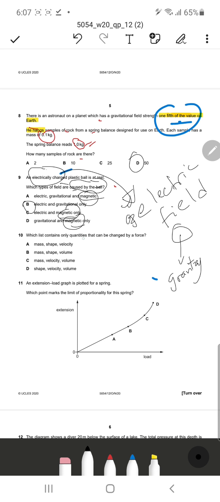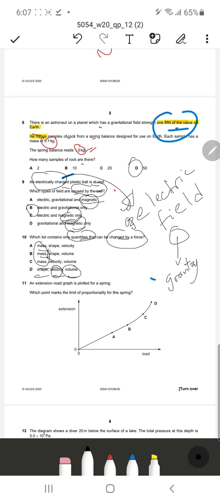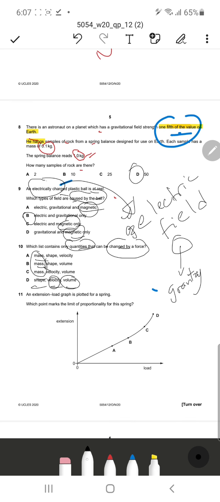Okay, let's see the next question. Which list contains only quantities that can be changed by a force? Okay, this is a very interesting question. The thing is, mass cannot really be changed by a force, so these options are already eliminated. We know the shape can be changed by a force. Whenever we apply a force, the velocity can be changed. The volume can also be changed by a force. So D is the correct response here.